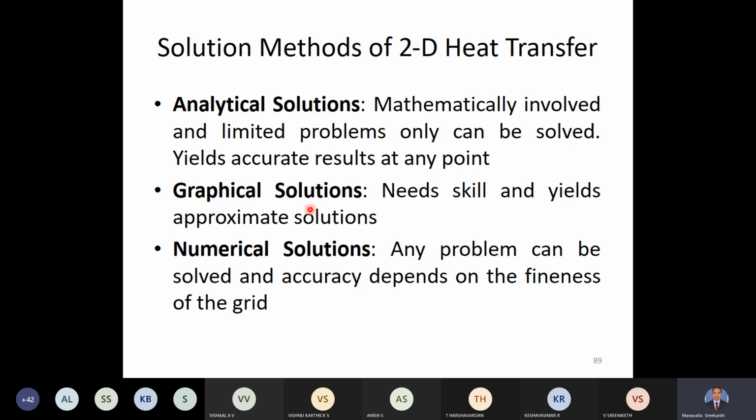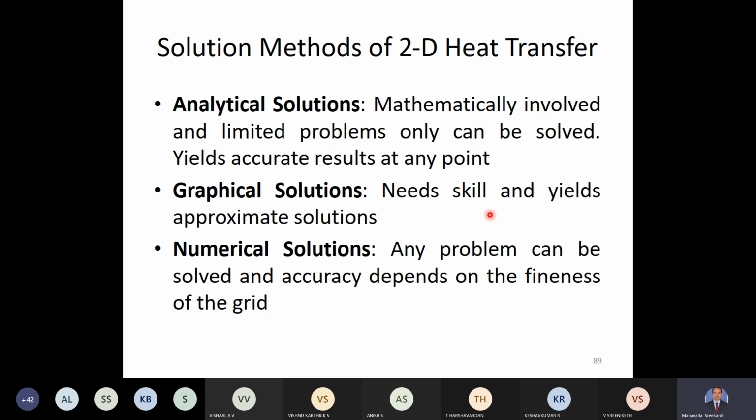The next option is a graphical solution. This is one of the solutions that was used before the advent of the computers. Using the graphical solution, which we shall see in this class, we can get some approximate answers. Using that approximate solution, we will be able to have an idea of how the temperature distribution will be and what the temperature will be at a particular location in a given domain. But it has certain disadvantages.